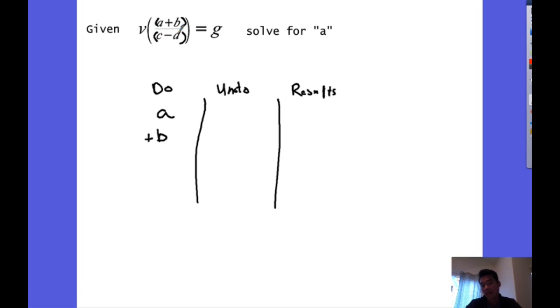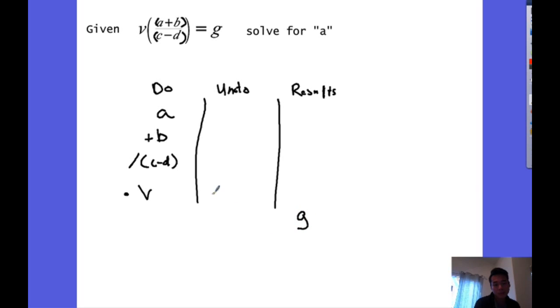Because it's being divided by whatever c minus d is, I'm going to divide by whatever c minus d is. I'm going to put that as one term, as one quantity, because it actually is. I'm not going to separate the two because they belong together. And after that, it gets multiplied by v. Again, this whole doing part, that's just like our number tricks. My result is I get g.